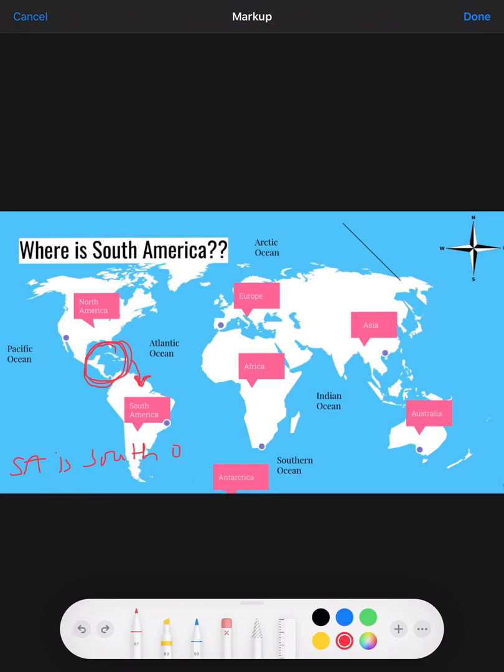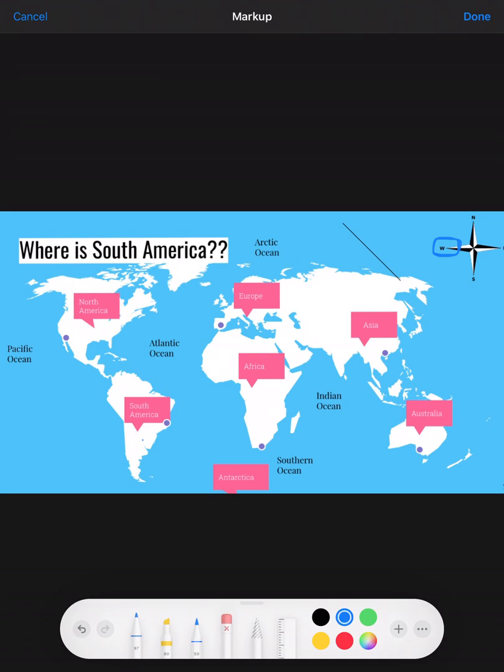Other things that I saw some of you say was that South America, here's South America again, is in the west direction of Africa. Okay, so again, looking at your compass over on the corner, east is over to the right, west is to the left, so South America is west of Africa. It is on the west side of Africa. Okay, so that would be an acceptable response as well.